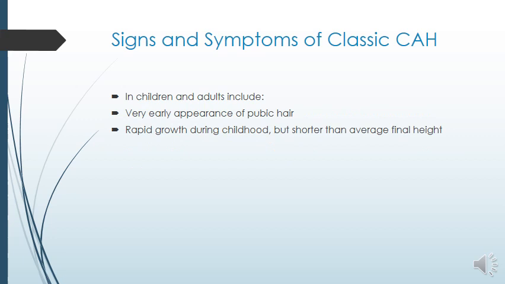In children and adults, the signs and symptoms of classic CAH include very early appearance of pubic hair, rapid growth during childhood, but shorter than average final height. Remember, this is due to the fact that you have the excess of the androgens being secreted, and that is what is going to turn off the growth of the bones at the epiphyses.